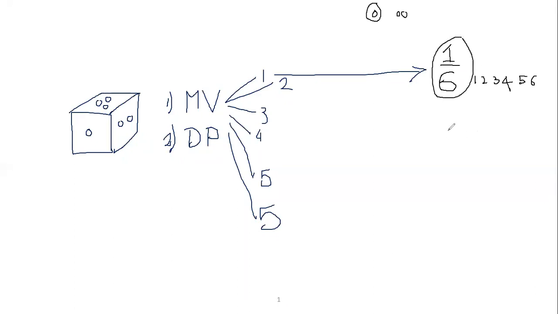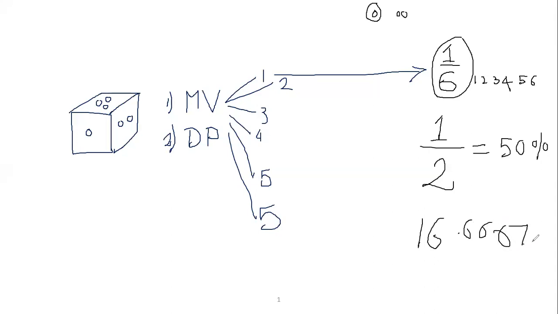When I toss a coin though, I'm looking for a heads, but I can only have 2 possible outcomes. It's 1 divided by 2, so it's 50%. Can someone do the math and tell me how much is 1 divided by 6 in terms of percentages? Yeah, it's around 16.6667%. Okay, there you go. So you're all now clear on what is a random variable, right?